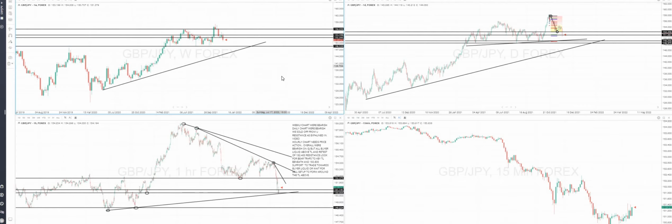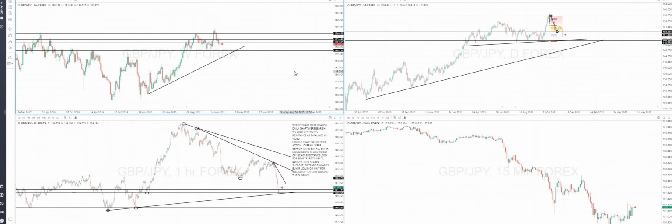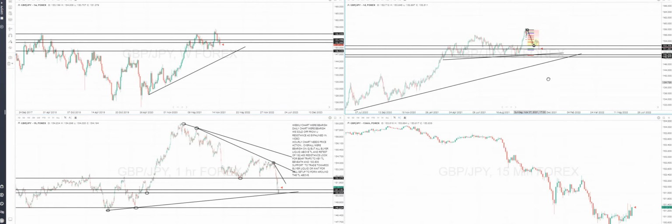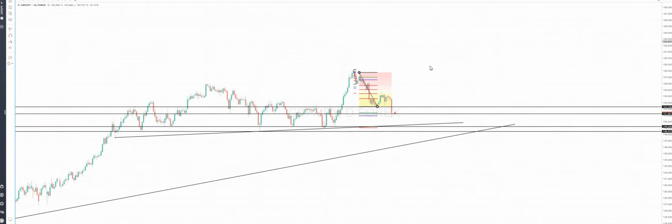GBP JPY, similar story. We had this sell-off last week, as expected. If you want to go back and watch the video, I called this again. I said that we had this U resistance, but this was on Friday, last Friday. I said that due to this wick, we might want to come up and trap bulls above that level. That's exactly what happened, and then eventually we sold off very aggressively into the week.